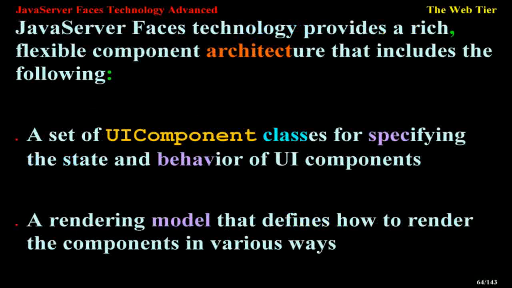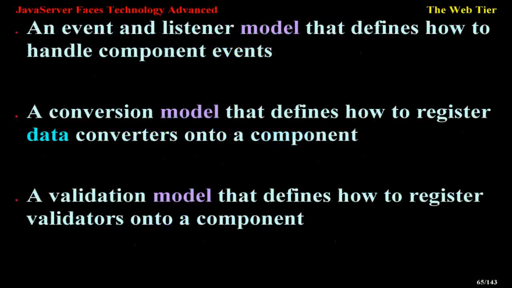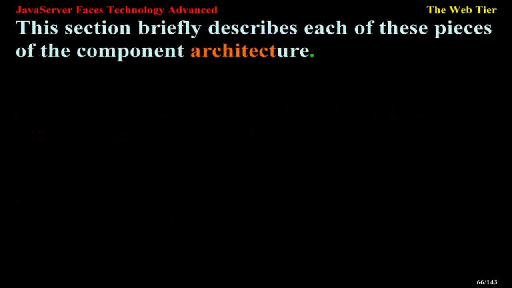A set of UI component classes for specifying the state and behavior of UI components. A rendering model that defines how to render the components in various ways. An event and listener model that defines how to handle component events. A conversion model that defines how to register data converters onto a component. A validation model that defines how to register validators onto a component. This section briefly describes each of these pieces of the component architecture.